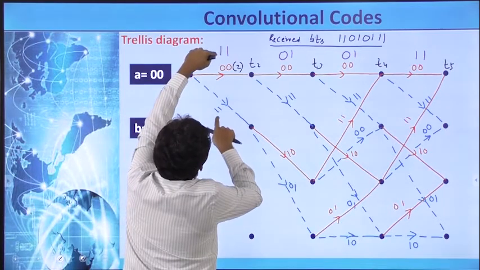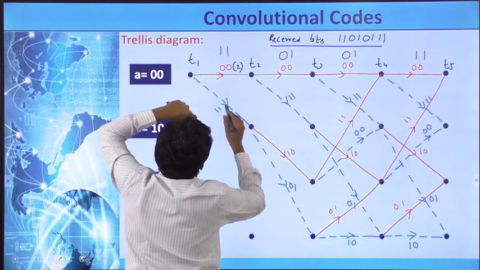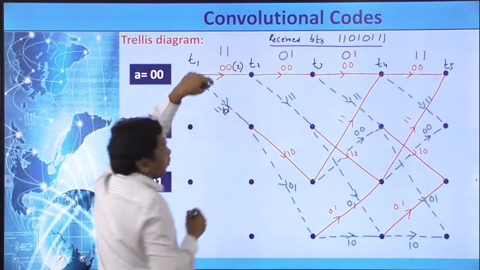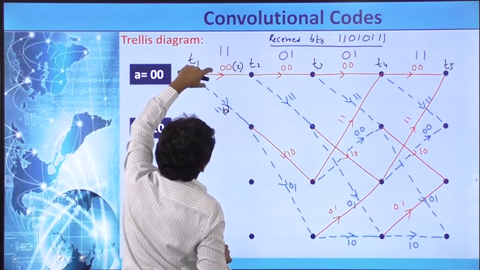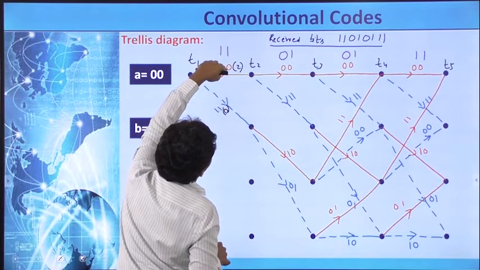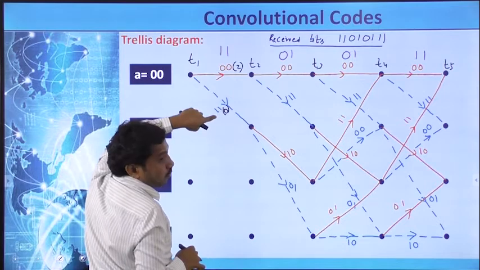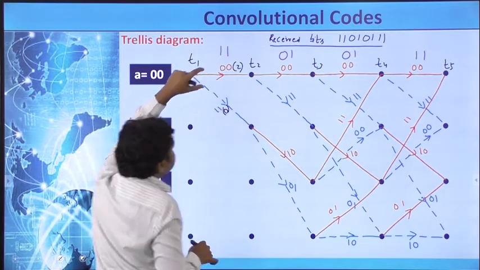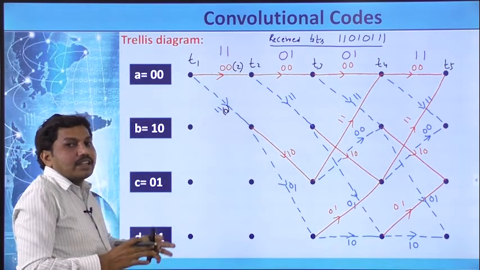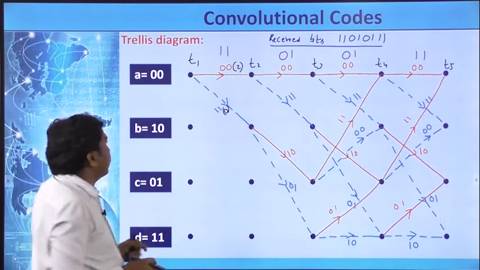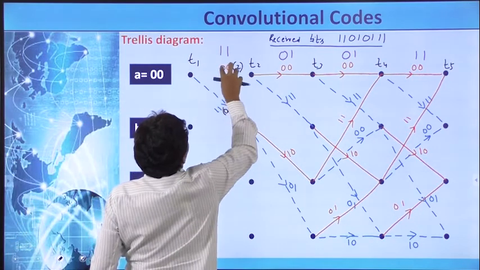What is the Hamming distance between these two? Here it is 1, 1, here also 1, 1. That means there is no change in the bits. So here Hamming distance is simply 0. So out of these two branches, which one has the least metric? So here the metric is 2. That means Hamming distance is 2 for this branch, whereas for this branch 0. So out of these two branches, which branch has the least metric? That is retained and the remaining one is discarded. So simply discard this branch.